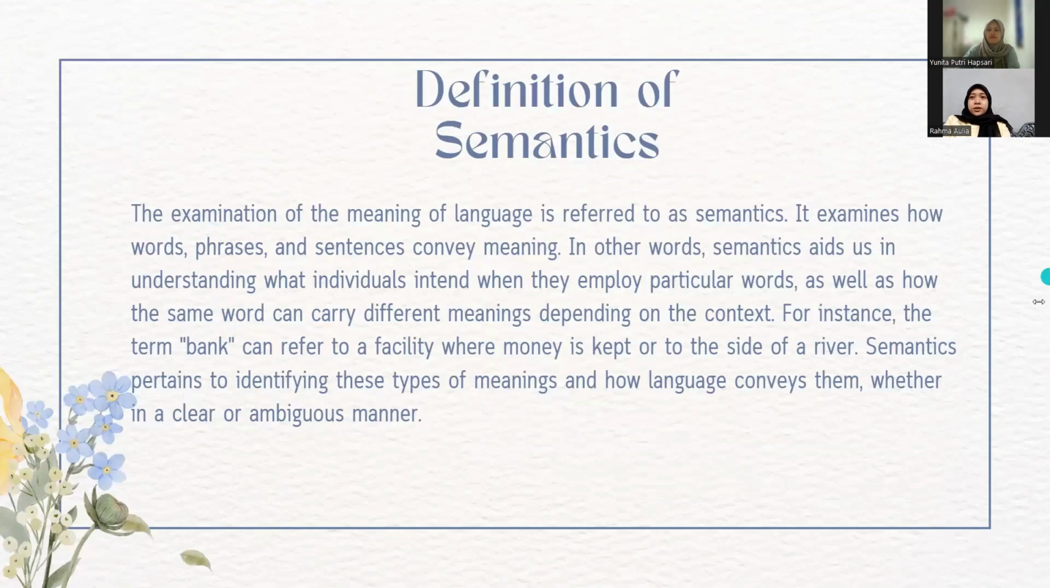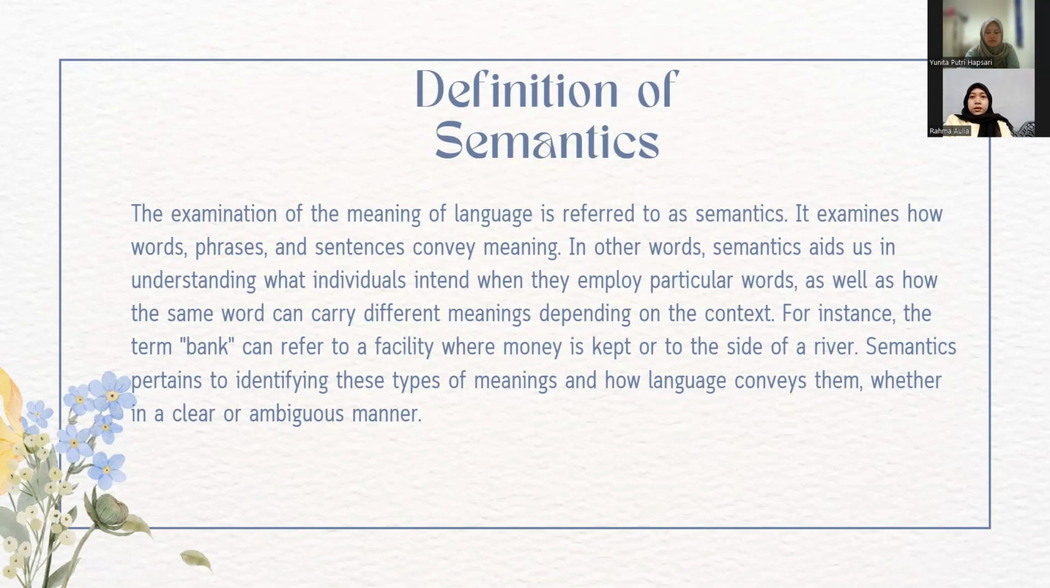Next is the definition of semantics. The examination of the meaning of language is referred to as semantics. It examines how words, phrases, and sentences convey meaning. In other words, semantics aids us in understanding what individuals intend when they employ particular words, as well as how the same words can carry different meanings depending on the context.